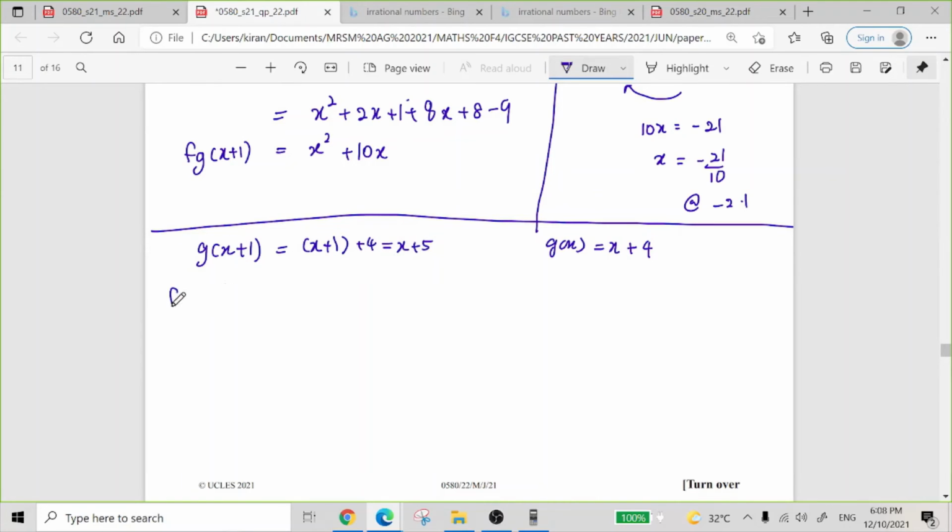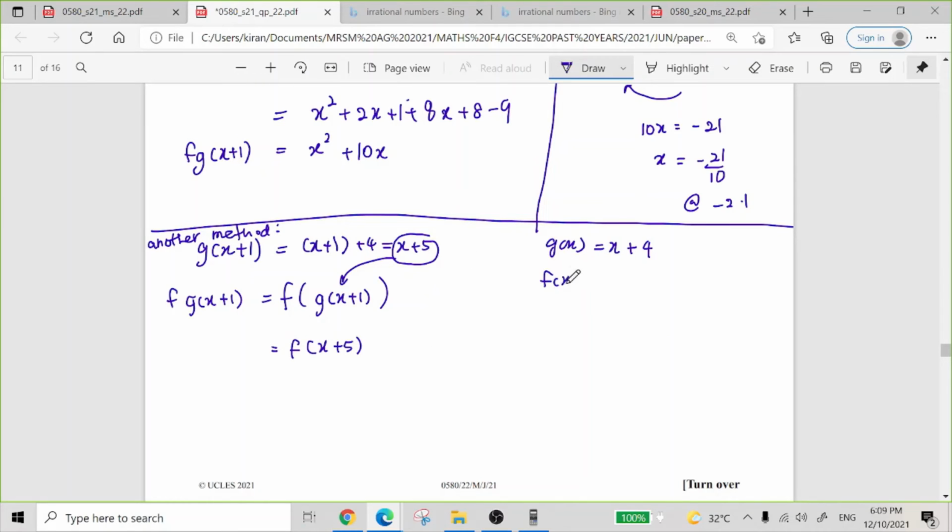Okay, so bila part fg x plus 1 ni, maknanya kita tahu this one kita kena masukkan gx plus 1 kan. Jadi kita boleh masukkan terus x plus 5 into this part. Ni another method. So kita masukkan terus x plus 5. So awak gantikan saja x plus 5 in function f.